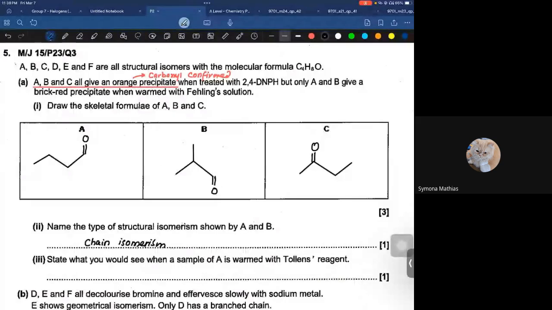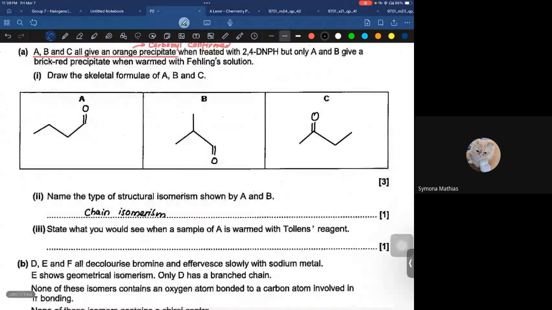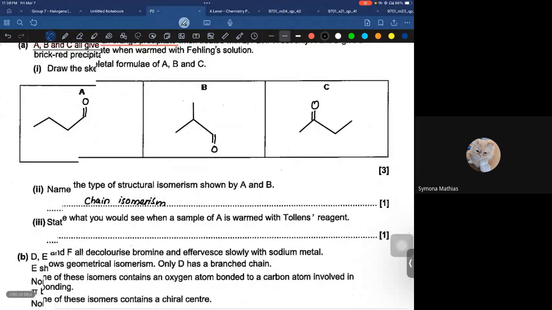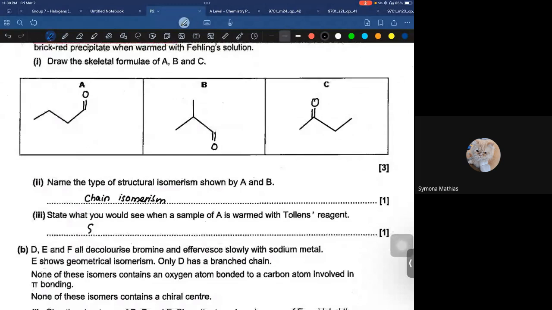Okay, let's move on. What would you see when a sample of A is warmed with Tollens reagent? I would see that a silver mirror is formed, because this is the positive test for aldehyde. We have two tests, Fehling solution and Tollens reagent.